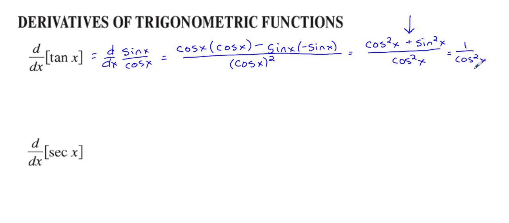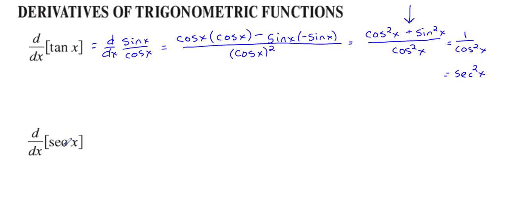Is there a better way to write that? What's reciprocal cosine? That's still complicated. Secant squared. All right, this is better than the 1 over cosine squared. So, derivative of tangent is secant squared. There we go.